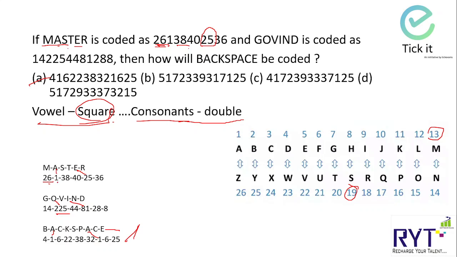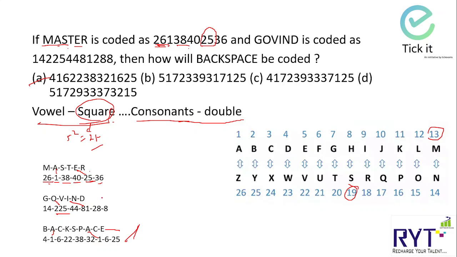A means 1, it is shown as 1. S means 19, it has become 38, so double. T means 20, it has shown 40, so double. E is 5, but it is shown as 25, which means vowels are squared. So 5 square becomes 25. R means 18, it becomes 36. So it's quite simple. You just have to square the vowels and double the consonants.